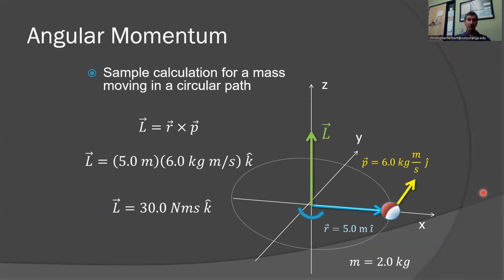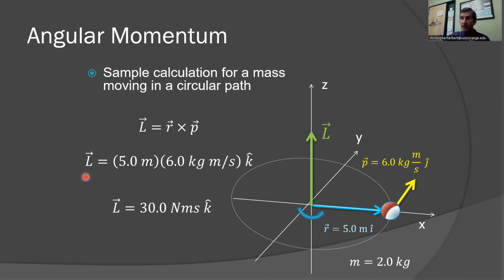Now, let's do a simple calculation for a mass moving in a circular path. Usually, when we're describing angular momentum, there can be two components that are easily identified. One is the angular momentum due to something rotating on its own axis around its center of mass. The other is an object moving around a center of motion. In this case, this ball is moving in a circular path around the z-axis. So here we have L is equal to r cross p.